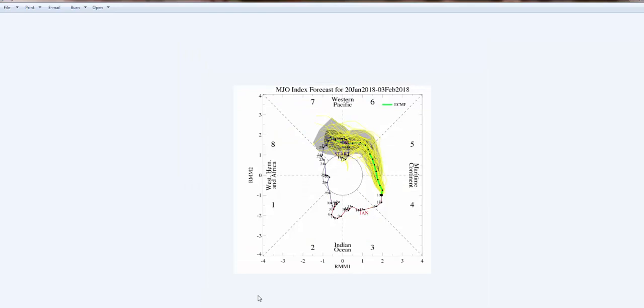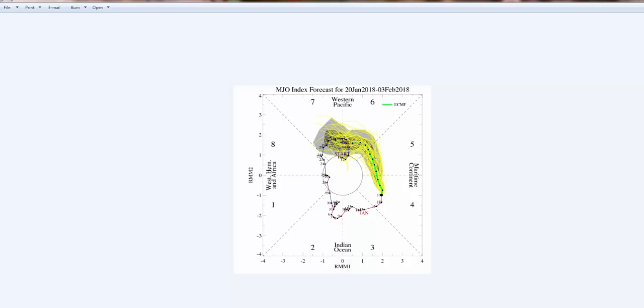Now let's look at the MJO, the Madden-Julian Oscillation. So here we can see the MJO, this is January 20th, and we're focusing on this point here. There it is in phase 4. This is phase 5, phase 6, phase 7, and phase 8, obviously. So the model projections have it going into early February into phase 7. You can see that. So it goes to 4, 5, 6, and 7 by early February.